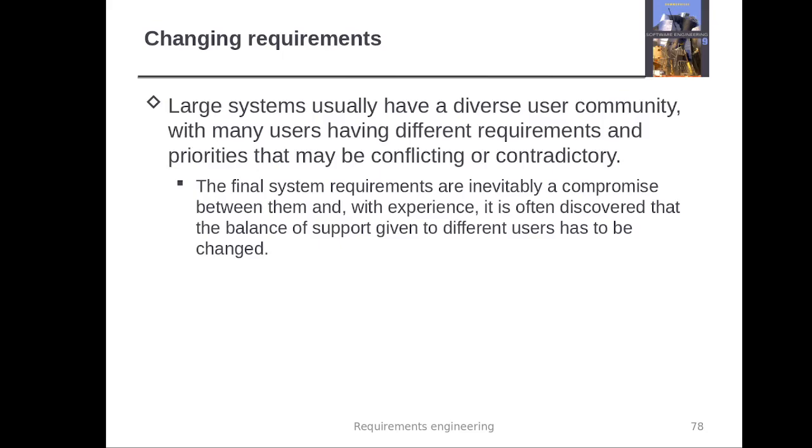So sometimes what we are thinking is, whatever requirements we have done, we should include all these things, but still sometimes it happens that some change request may come, that these are the things for which we have given less priority, this should also be fast, and these kinds of things may come. Okay. It is often discovered that the balance of support given to different users has to be changed. Okay.